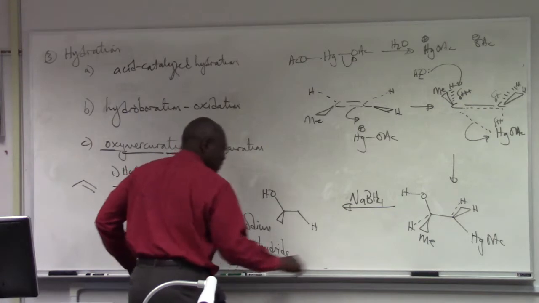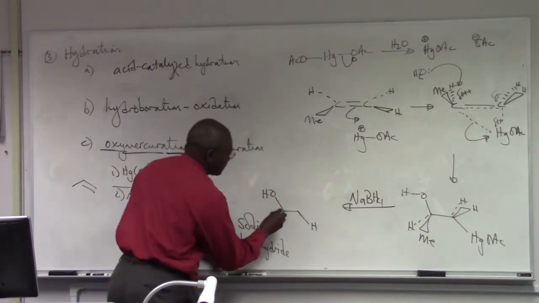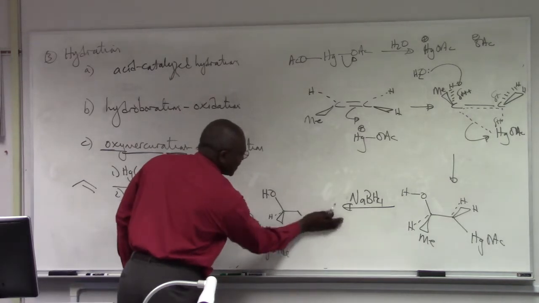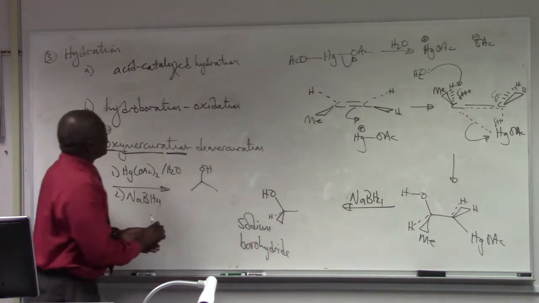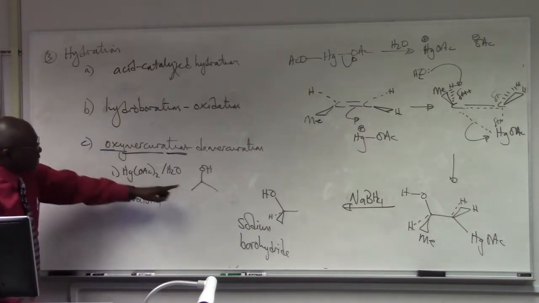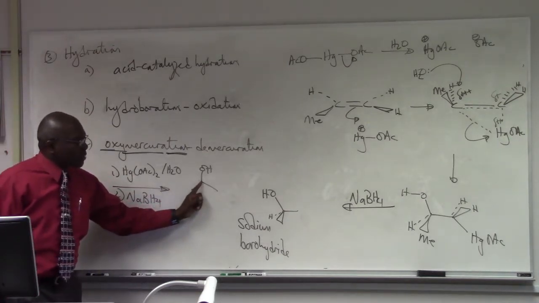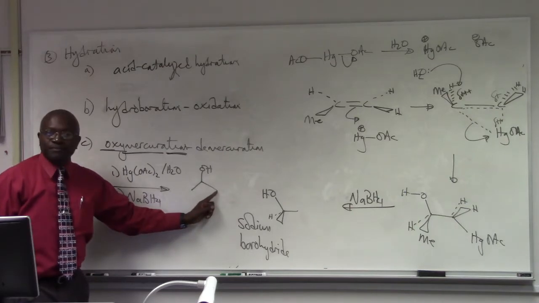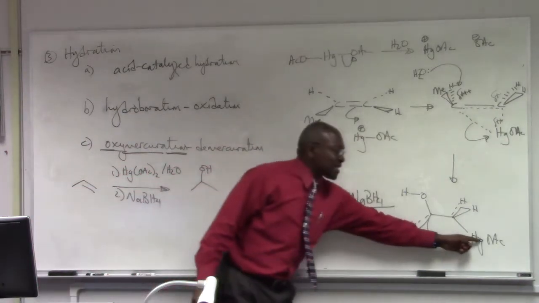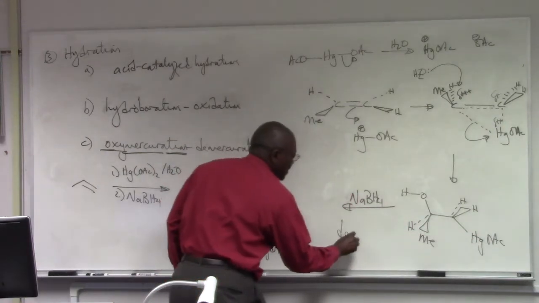So what you've essentially done then is you've added the OH to carbon 2 and the H to carbon 1. Right, so you've overall then done an oxymercuration. This last step where we take off the mercury, that is the demercuration step.